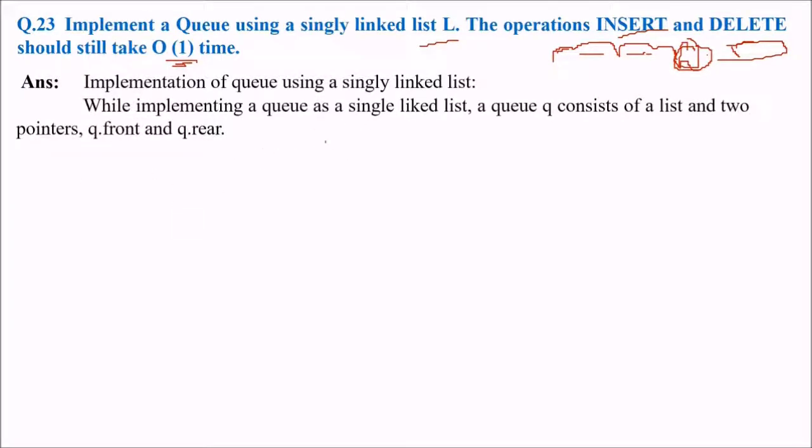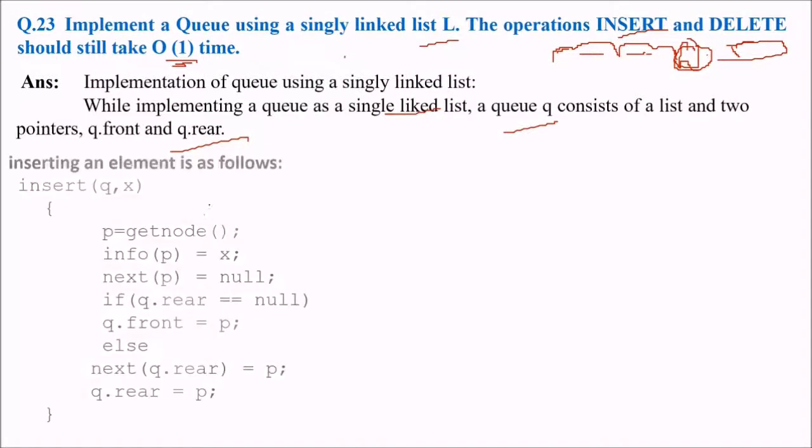So while implementing a queue as a single linked list, a queue consists of a list and two pointers, q dot front and q dot rear. So we insert an element like this. First we get a node, then we have info and next part. So info will be x, null for the next, and if we see that the rear part is equal to null, then we assign this p to the front. Otherwise we assign this p to the next of q rear, and then we assign p to q rear.